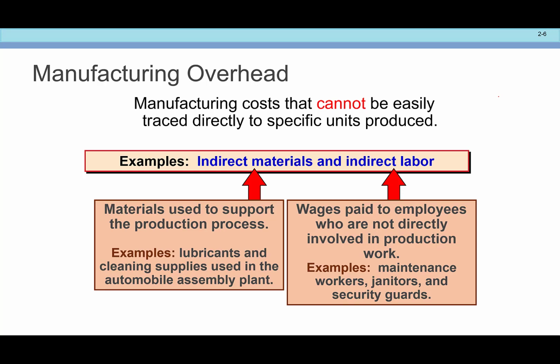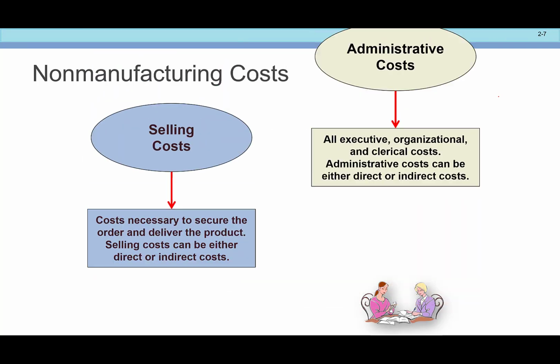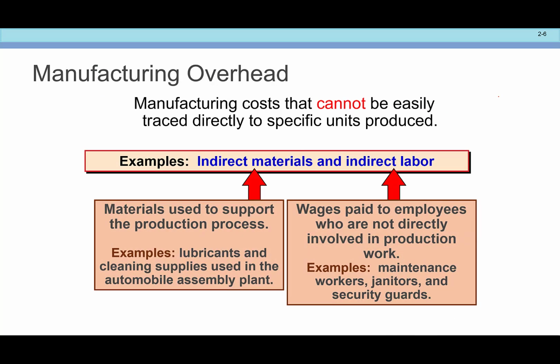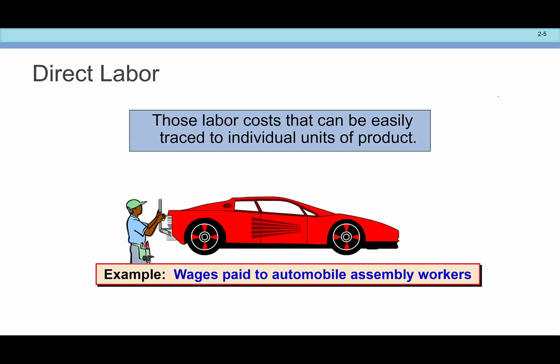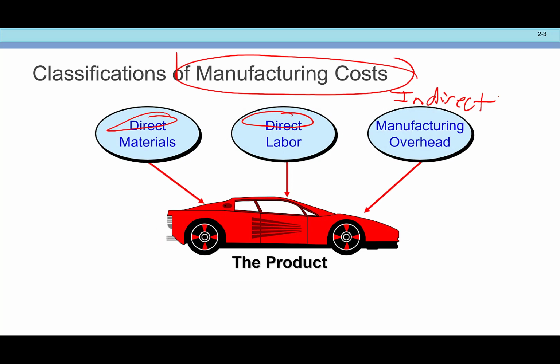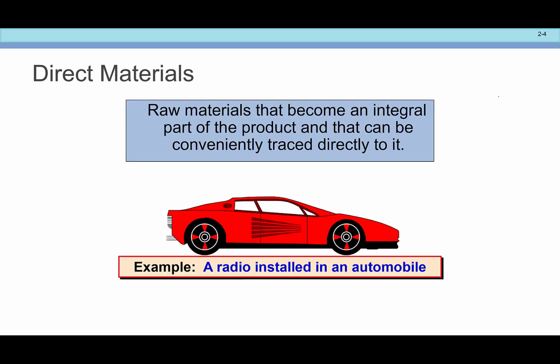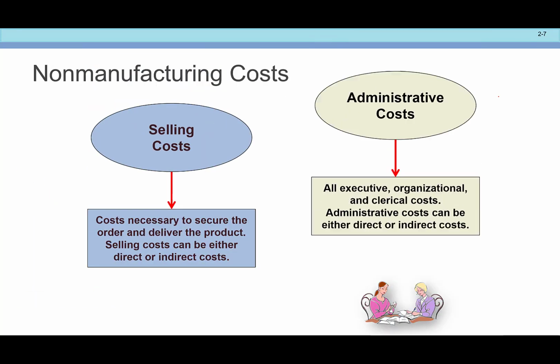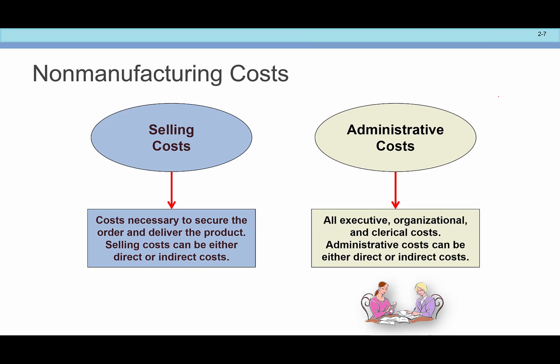Good. Direct versus indirect. Again, the ease of tracing those. Now, those were all manufacturing costs, right? Manufacturing costs, direct materials, direct labor, and the overhead were all considered manufacturing costs. Now you come over and we talk about non-manufacturing costs. Our non-manufacturing costs are going to be our selling cost and our administrative costs.